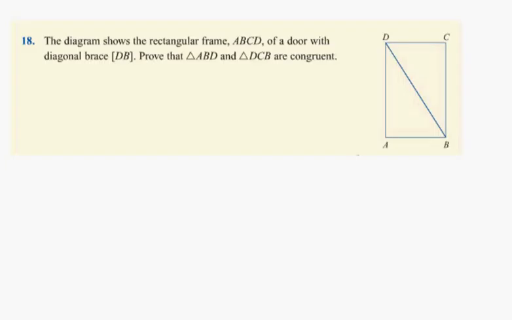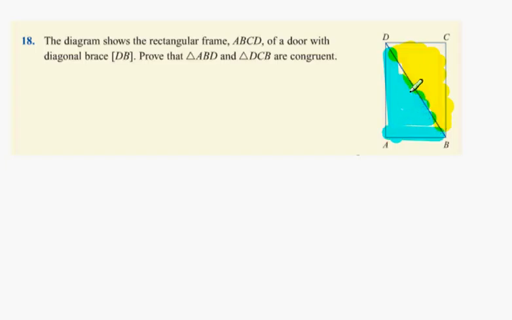Now, the diagram shows a rectangular frame ABCD with a diagonal brace DB. Prove that the triangle ABD and DCB are congruent. What you first do is you identify your two triangles that you're using. You'd almost have this imprinted in your head that you're doing this triangle here versus this triangle. Well, sorry, opposite colour. You're doing that triangle there versus this triangle here.